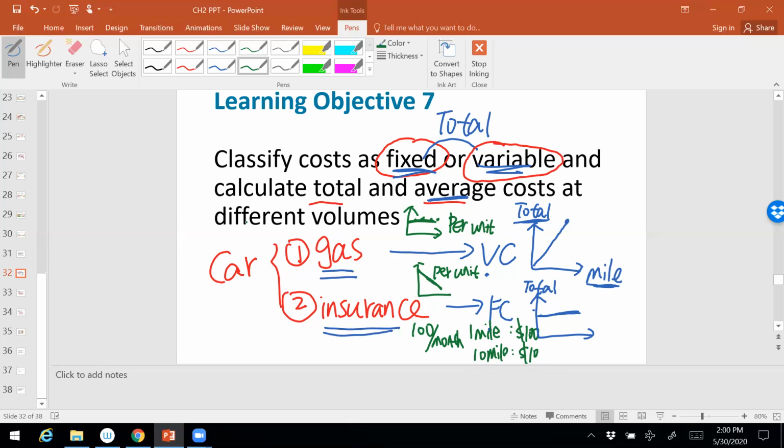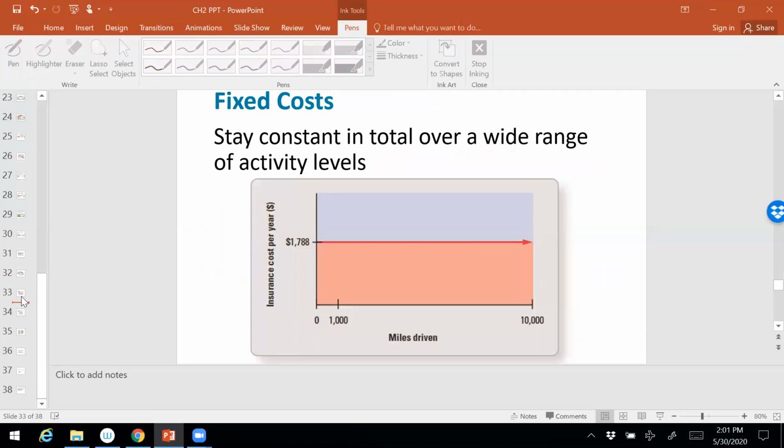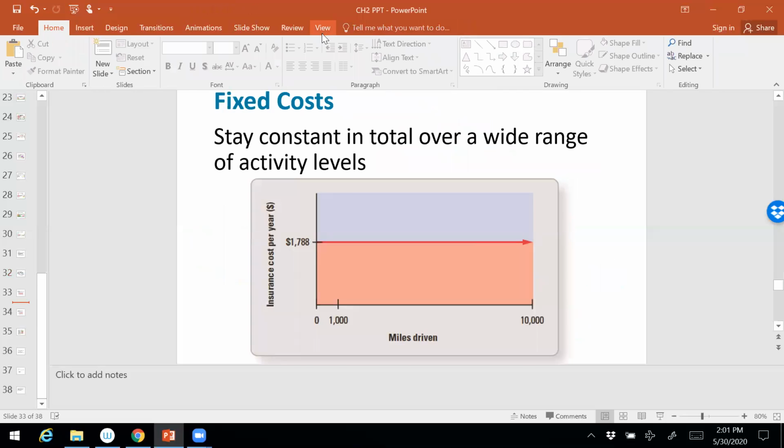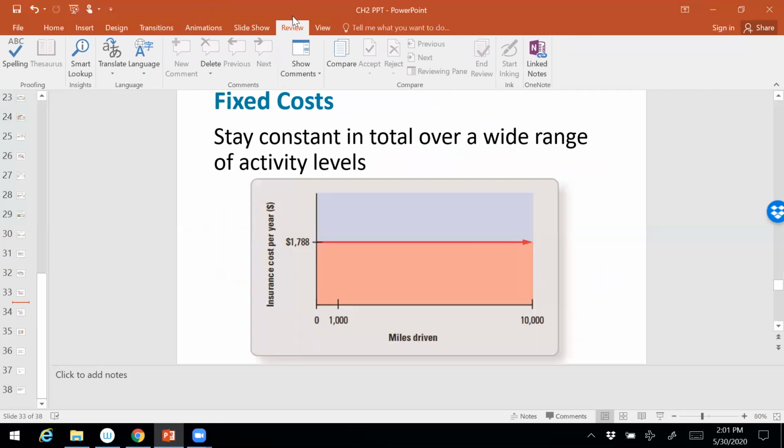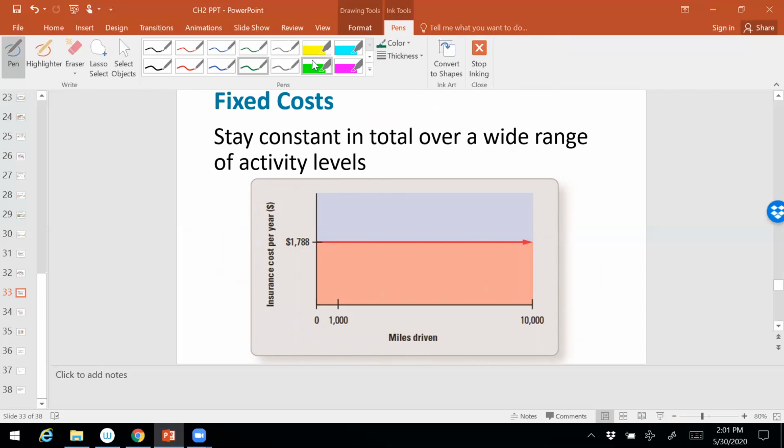So make sure you know the total and also know the per unit. When you do your exam or your quiz, read your questions very carefully. Does the question ask about the total or about per unit? I think that's almost all. Fixed cost: if you think about it in total, it will be constant.